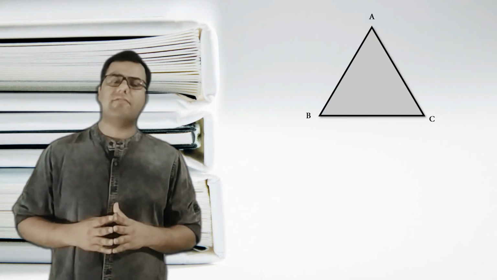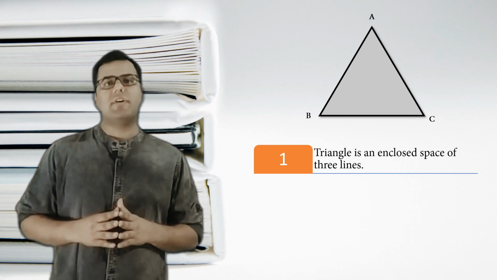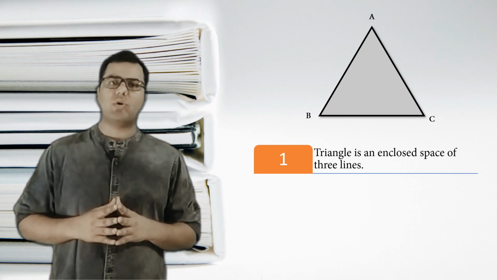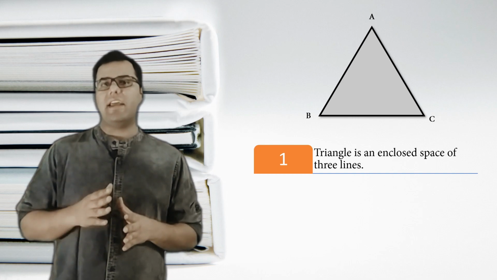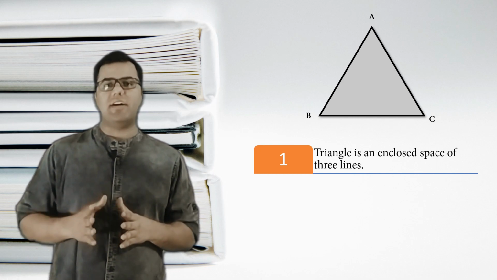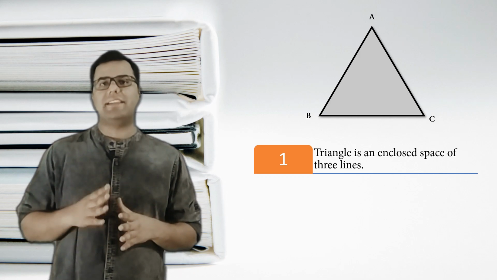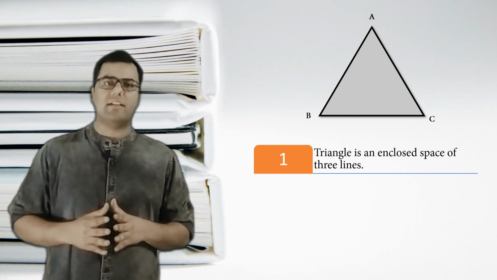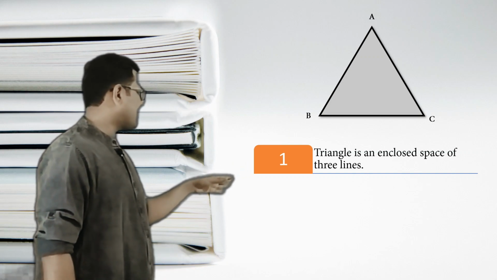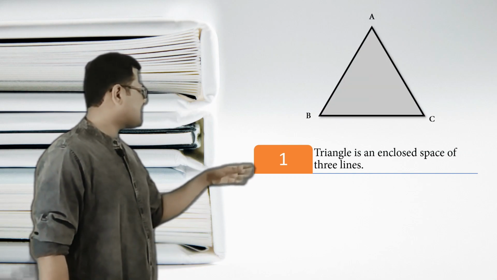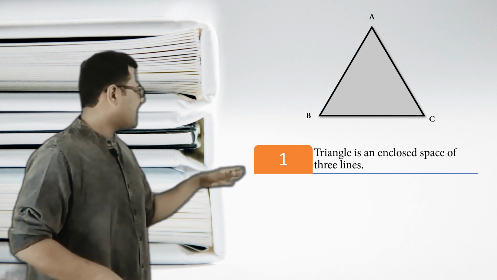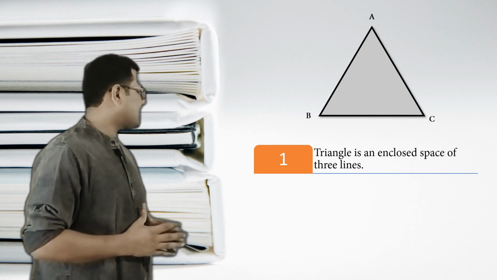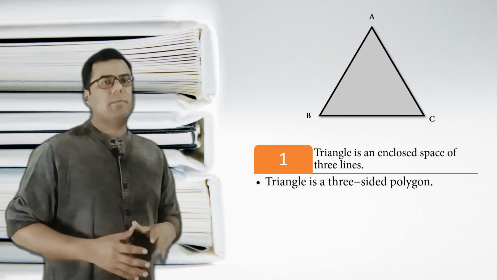You all must be familiar with what a triangle is. A triangle is in fact an enclosed space of three lines. You take any three lines on a plane, and when these three lines intersect each other, and their intersection point is not one, then the enclosed space made by these three lines is called a triangle. Here this is a triangle. This triangle ABC is a triangle because it is made up of three lines, and this enclosed space is called a triangle. A triangle is nothing but a three-sided polygon.